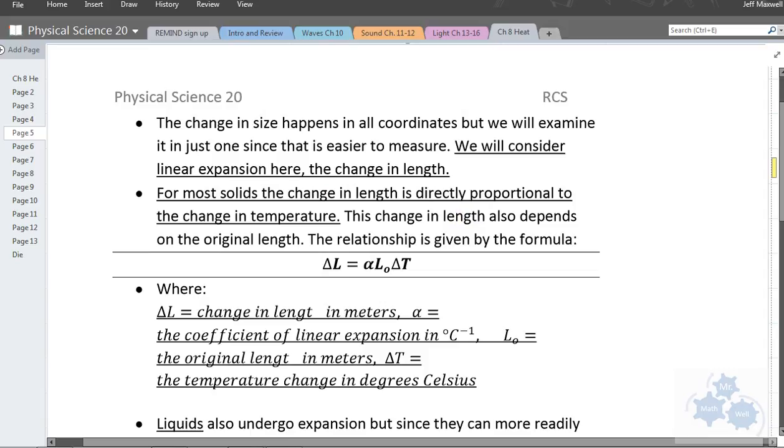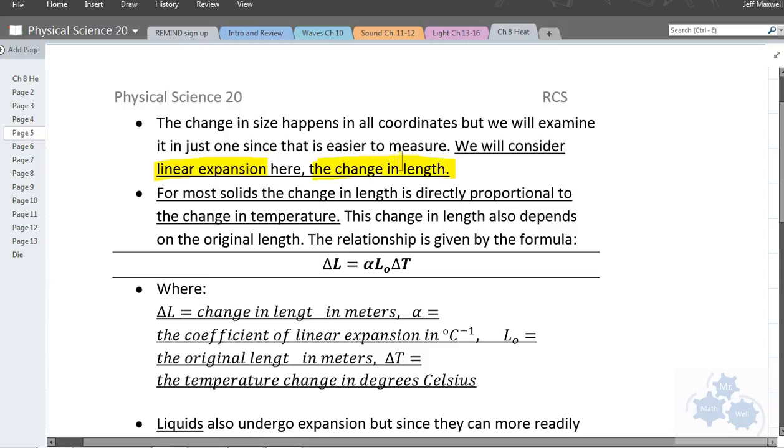All right. So the change in size, if we're talking about an expansion due to temperature change, happens in all dimensions or in all coordinates, but we are going to examine just one coordinate since it's easier for us to measure. We will consider linear expansion, which is the change in length. So this is what we're going to study.